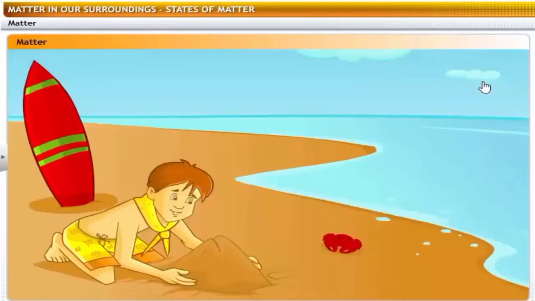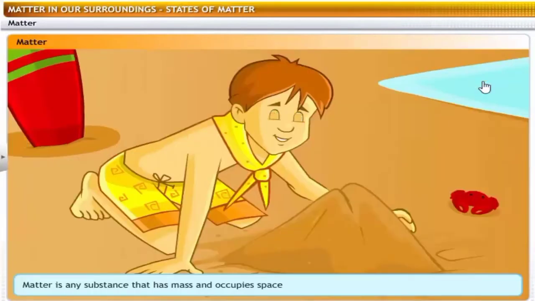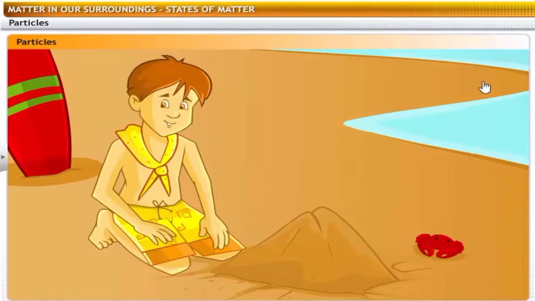Why does matter exist in the form of solids, liquids, and gases? What is matter? Matter is any substance that has mass and occupies space. All physical objects are composed of matter. So, is matter made up of something? Yes, matter is made up of small particles.